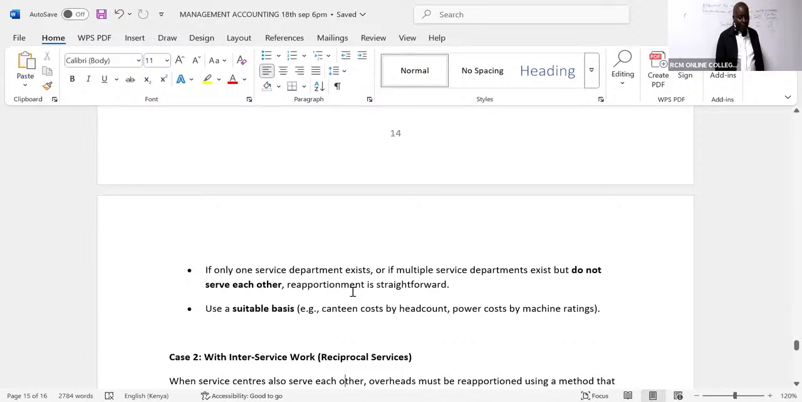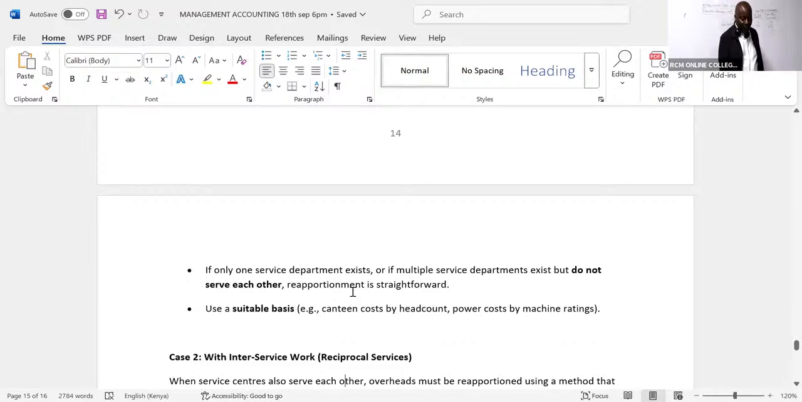Another dash: use a suitable basis. E.g. canteen costs by number of employees in each department.